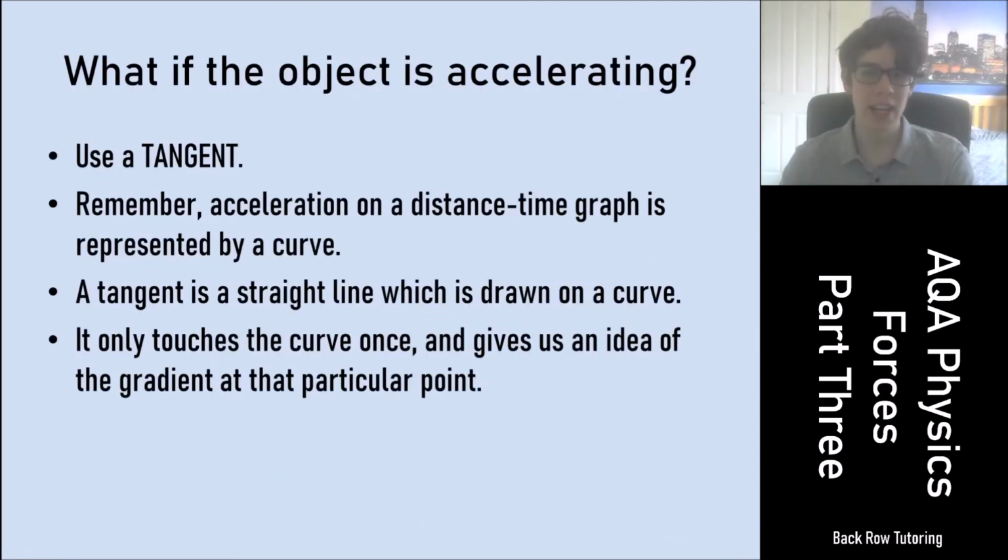So what if the object is accelerating? Well, if the object is accelerating, then we use a tangent. Remember, acceleration on a distance time graph is represented by a curve. A tangent is a straight line which is drawn on a curve. It only touches the curve once and gives us an idea of the gradient at that particular point.